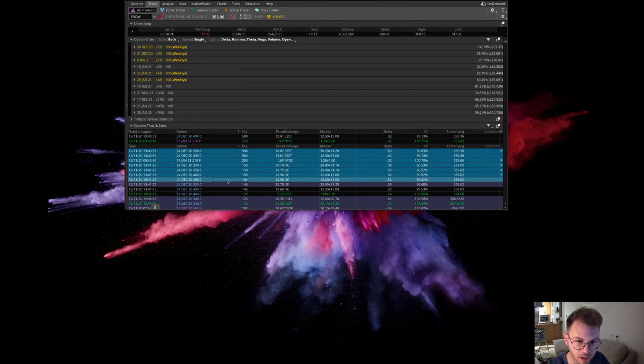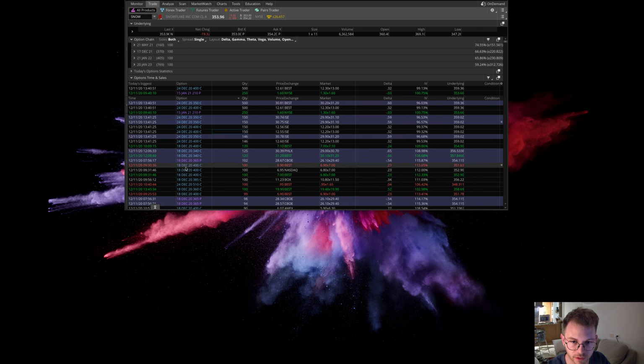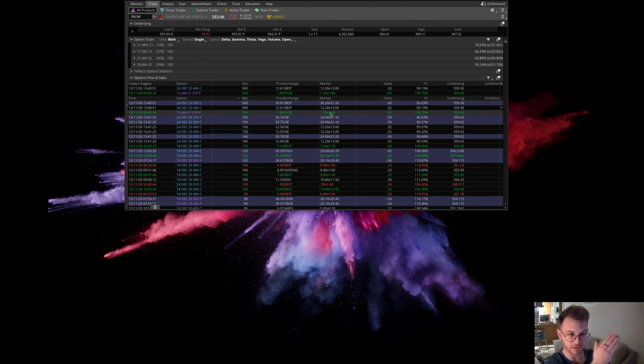This is where I look to find the unusual option activity. You can dig through here. It takes quite a while, but you can dig through here and see all this information. You can see the contract, the strike, the quantity that was traded, the price it traded at, the market bid and ask at the time the trade went through, so you know if it's a buying or a selling order.